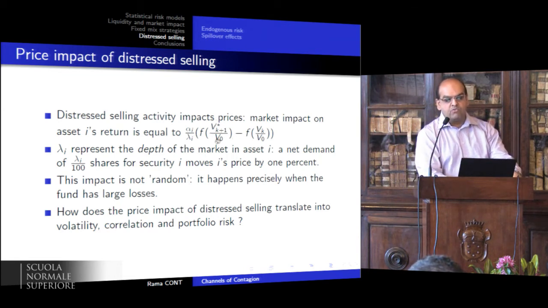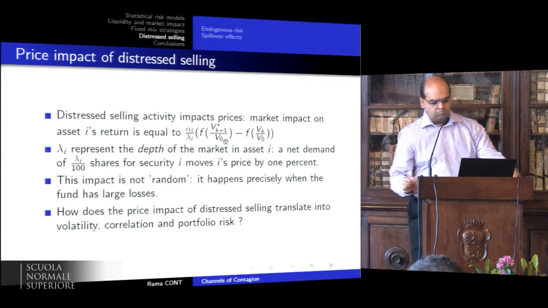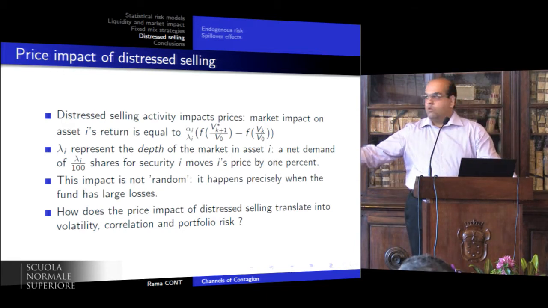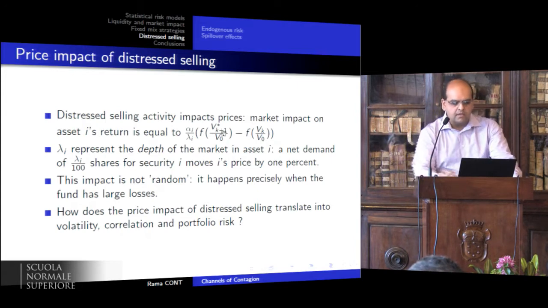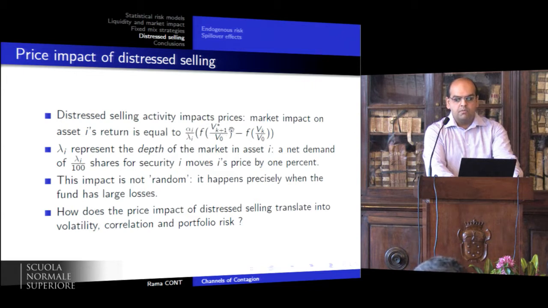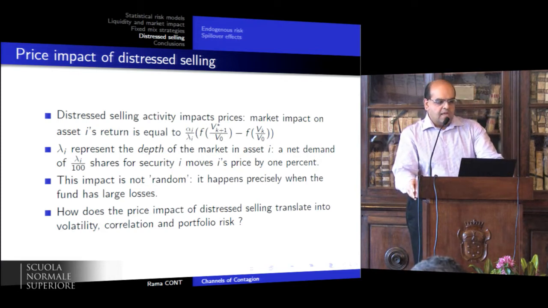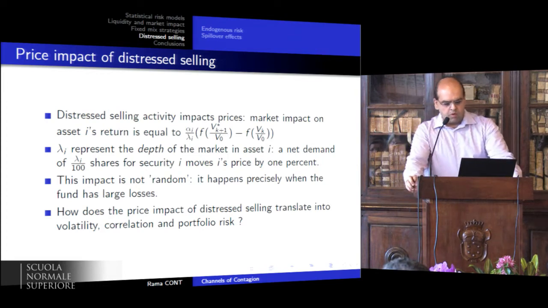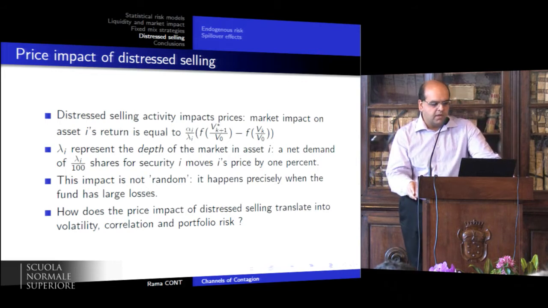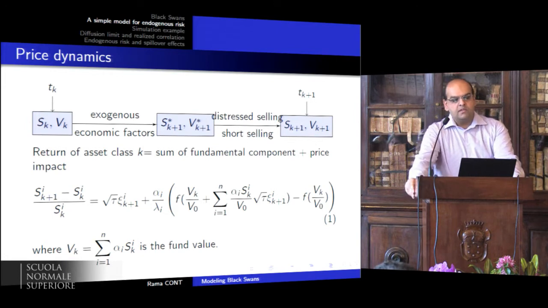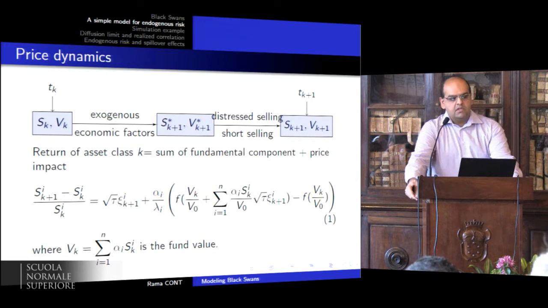So this demand will have a non-random impact on the price, and the impact can be modeled in various ways, linear or nonlinear. In this talk, I will look at the linear impact, but in the paper, you can also find the same computations for a nonlinear impact function. So I assume that the impact of this liquidation on the price is proportional to the liquidated quantity, and the proportionality constant is a constant that I call lambda I, and it's the market depth of the asset I. So it's the net excess demand that will move the price of security I by 1 unit. It's the excess demand that you need to move the price of asset I by 1 unit.